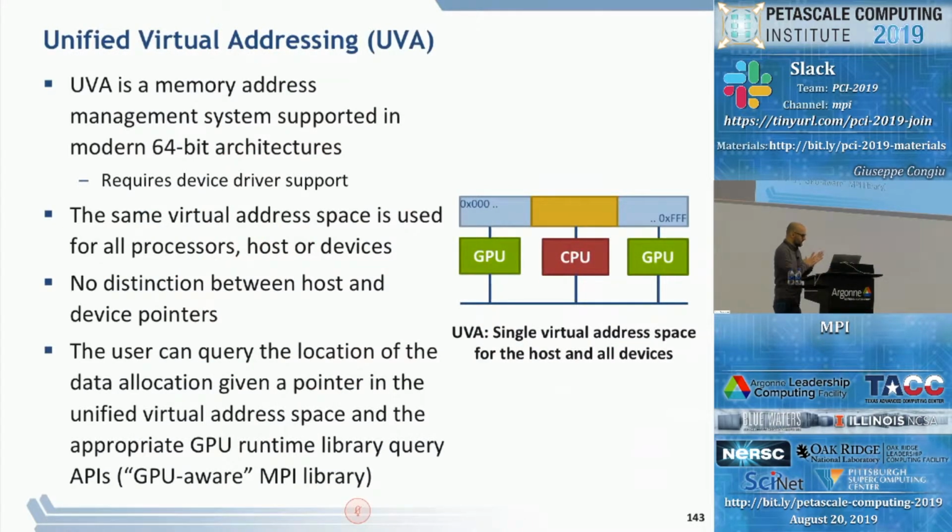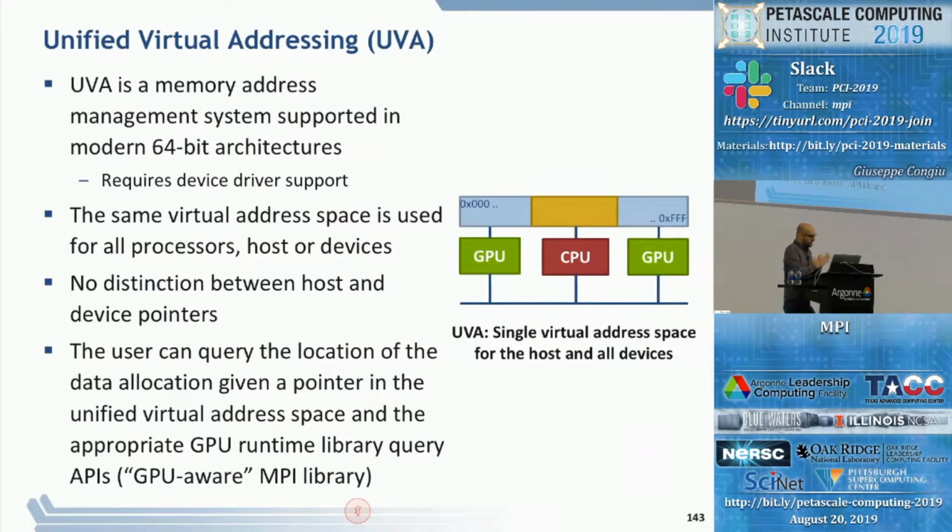So one of the solutions that is provided for allowing this type of transparent communication or equivalent communication between GPU memories is called UVA. UVA stands for Unified Virtual Addressing, and is basically a memory management system supported in modern 64-bit architecture. With UVA, basically CPU and GPU can use the same pointers for referencing their physical memory. So there is no distinction between host and device pointers.